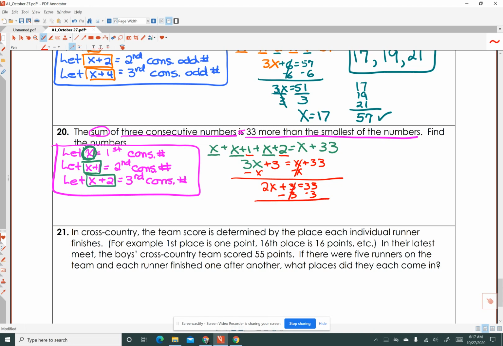I bet a lot of you can already see the answer. 2x equals 30. And x equals, well, divide by 2. X equals 15. So our 3 numbers then, these are consecutive numbers. So our 3 numbers are 15, 16, and 17. And we can check this problem by adding them up and subtracting 33, and we will end up with the original number, the original x, which is 15.